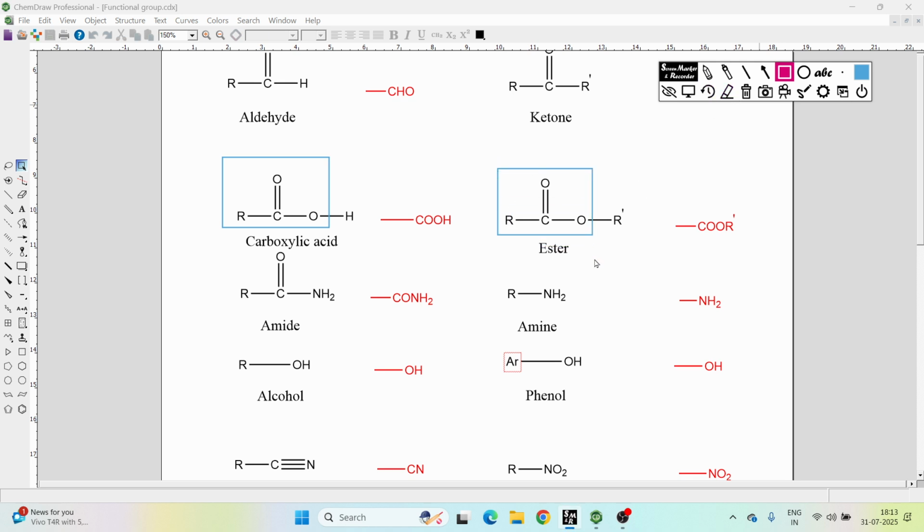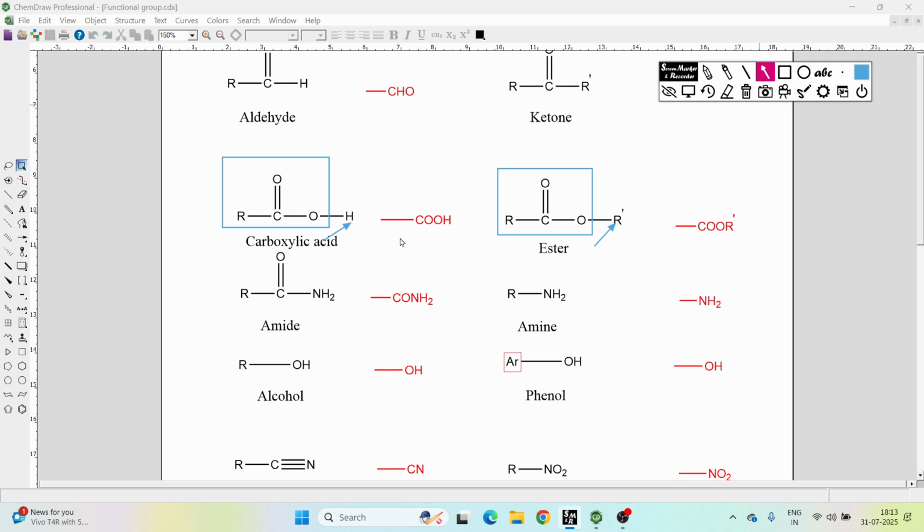It is common up to here. Then where is the difference? You can see the difference. I'll show it here. See here, there is an H here, and here you will get R. Alkyl group, R dash, R. What are they? They are nothing but alkyl groups.